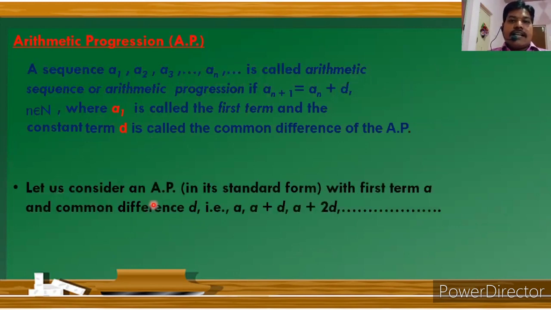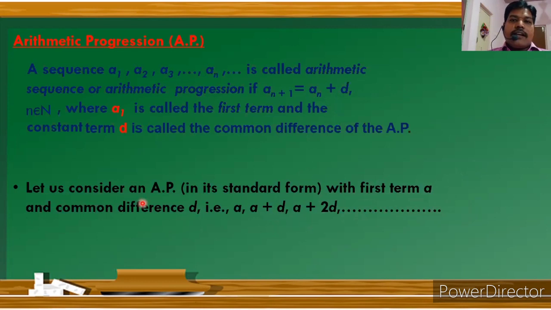Let us consider an arithmetic progression with the first term a and the common difference d. If you add the common difference d to the first term, you will get the second term. That is a plus d. Once again, if you add d here, a plus d plus d, it becomes a plus 2d, and so on. Do you understand, students?